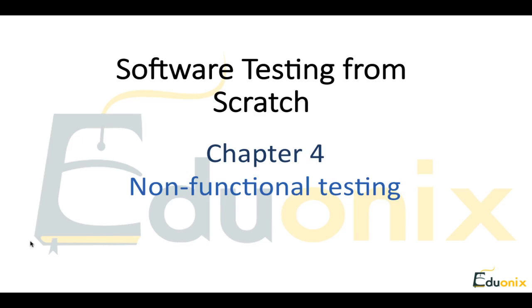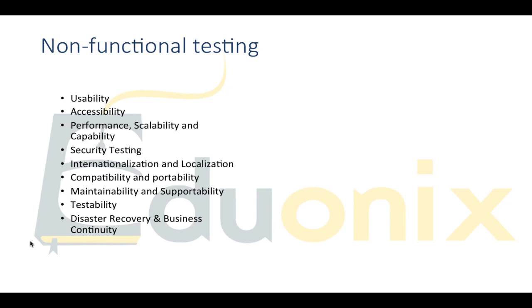This is Chapter 4, Non-Functional Testing. So the topics that we're going to cover in today's chapter are usability testing, accessibility, performance, scalability and capability, security testing, internationalization and localization, compatibility and portability, maintainability and supportability. There's quite a few abilities in here. Testability, disaster recovery and business continuity. Right, so let's get started.